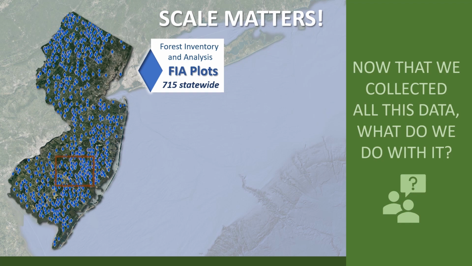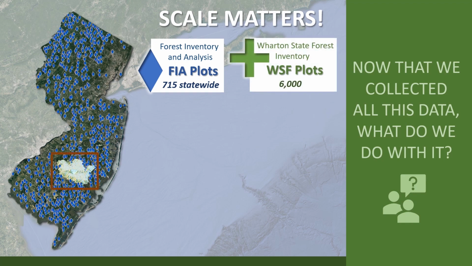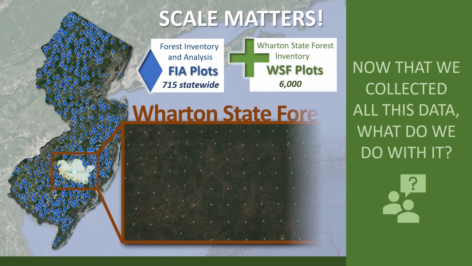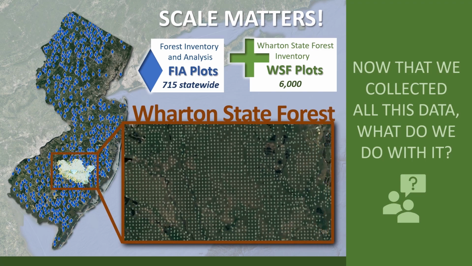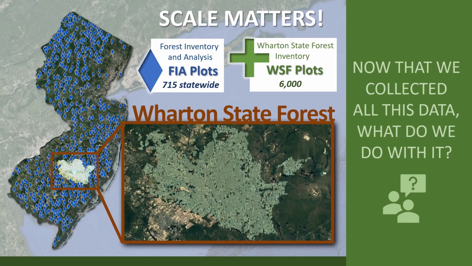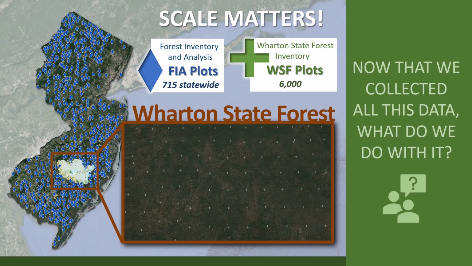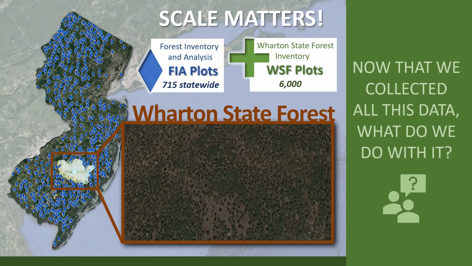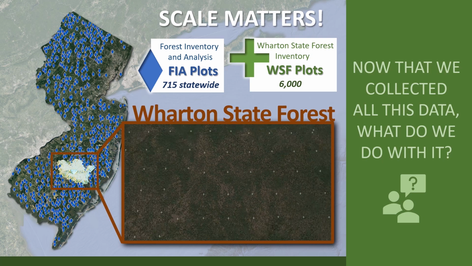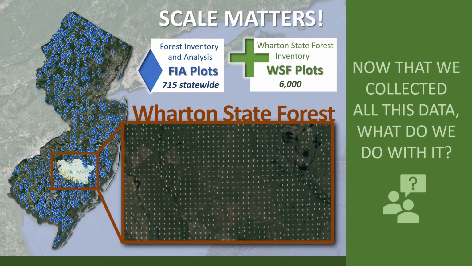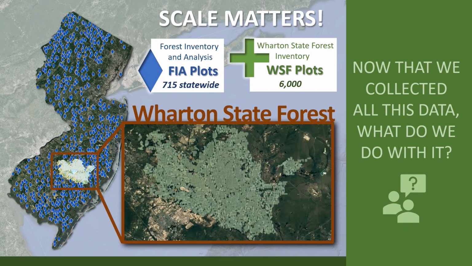Smaller scale areas, like Wharton State Forest and the Pine Barrens, have inventories that include a lot more inventory plots, 6,000 of them shown as green plus signs on the zoomed in portion of the map. We collect more inventory plots here so that we can prioritize smaller forested areas for many individual management projects. When we compare the different inventory scales to each other, we can see that within the boundary of Wharton State Forest, there are 6,000 state contracted inventory plots, but only 32 FIA statewide larger scale plots.